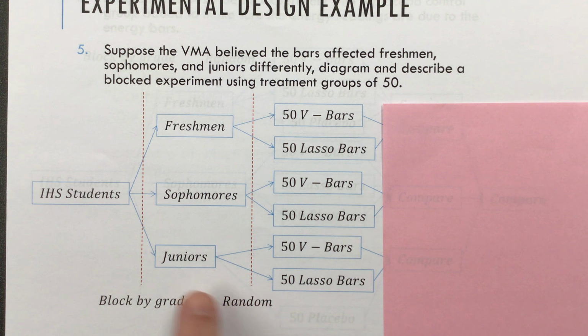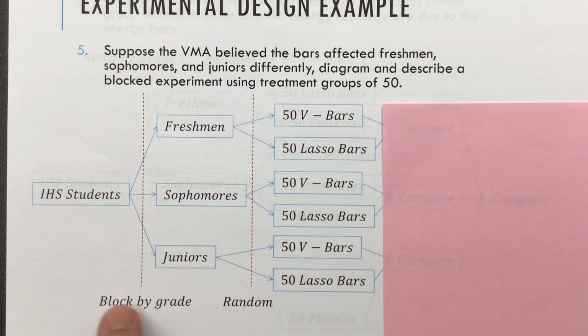Okay. Notice I can't put randomization first. I see this on the test every year. Students will write randomly assign, and they'll say randomly assign who's a freshman, who's a sophomore, and who's a junior. Alarm bells should go off. Hey, wait a minute. Could I be in the freshman group? Only if you're a freshman, right?